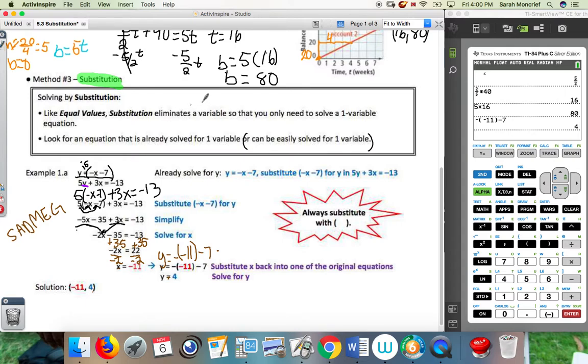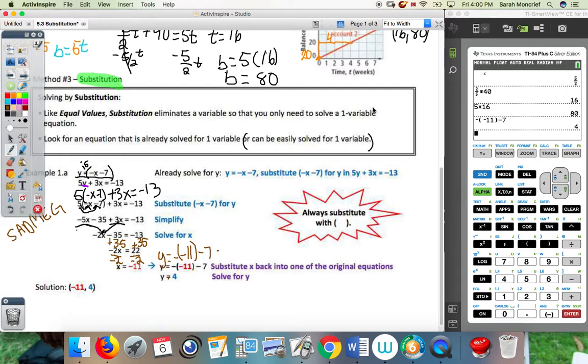And that's the substitution method. It is finding something that is already equal to one variable and plugging it into the other equation. Let's look at a couple more examples.